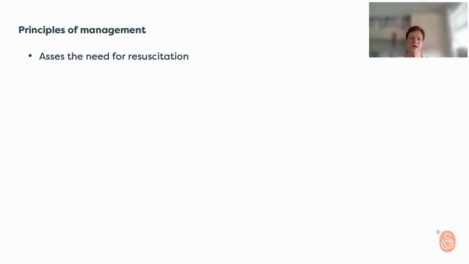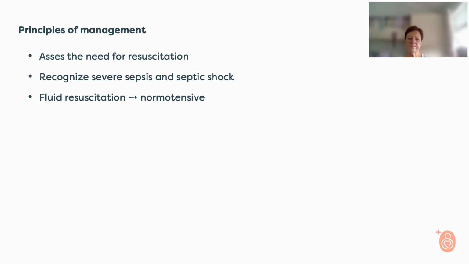Now, the principles of management of a septic miscarriage, because this is again usually an emergency situation, are to assess the need for resuscitation, and to recognize severe sepsis and septic shock, and we have looked at the signs there. And then very important is the fluid resuscitation, as we've said: to put up an IV infusion, and maybe even 2 lines of IV infusion, as quickly as possible to get the patient's blood pressure as normal as possible.